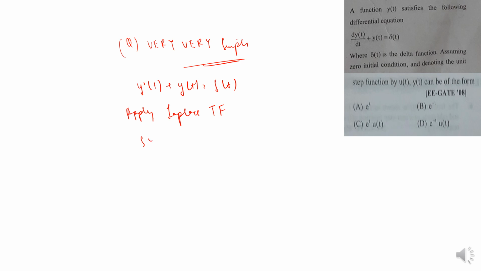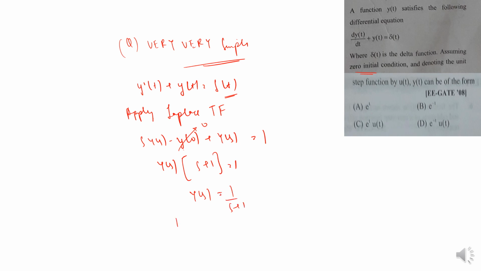Applying the Laplace transform: s into Y of s minus y of 0 plus Y of s is equal to the Laplace transform of delta t, which is 1. Now assuming 0 initial conditions, therefore y of 0 is 0. If we take Y of s as common, (s plus 1) Y of s is equal to 1, so Y of s is equal to 1 by s plus 1.